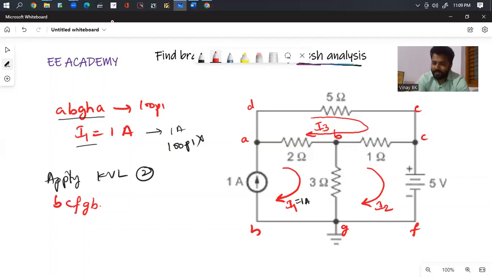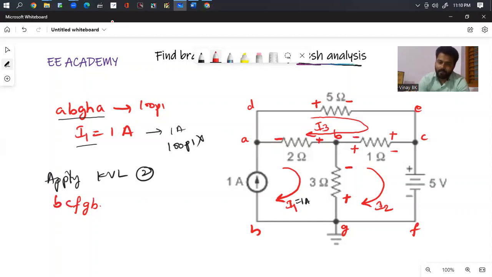So at the branch B to C, two currents are flowing. One is from B to C, I2 is flowing, plus to minus. Similarly, I3 is flowing. Similarly, plus minus, there is a voltage source. And at the 3 ohm resistor, I2 is flowing here, plus and minus. Similarly, you can observe the loop A, D, E, C, B, A. I3 is flowing, so plus minus, again here, plus and minus.